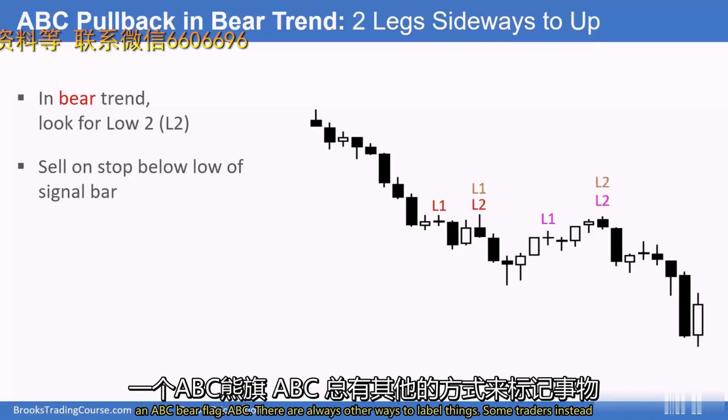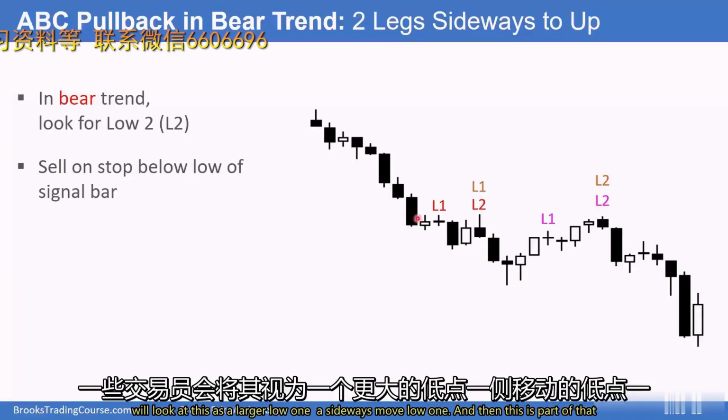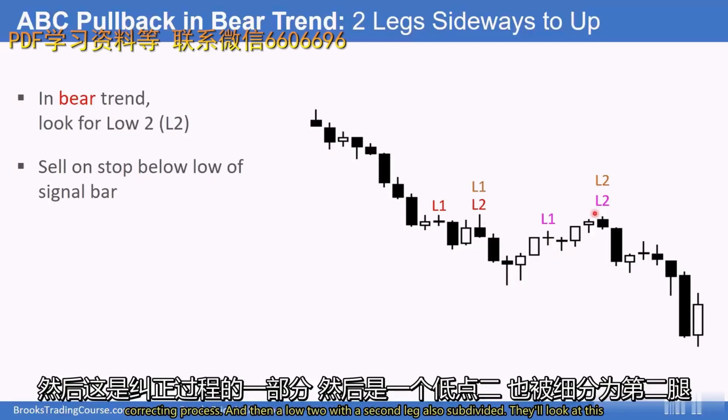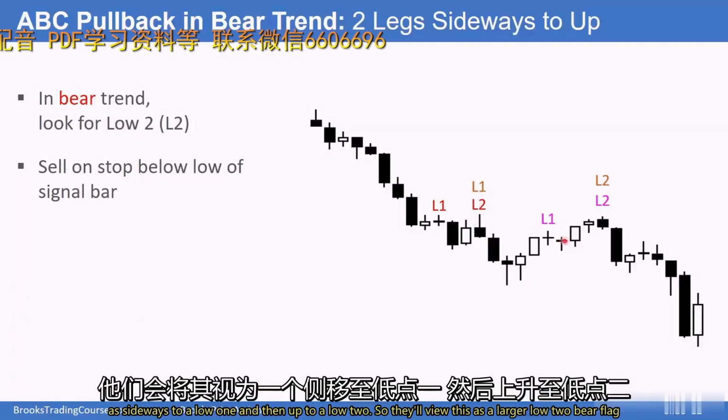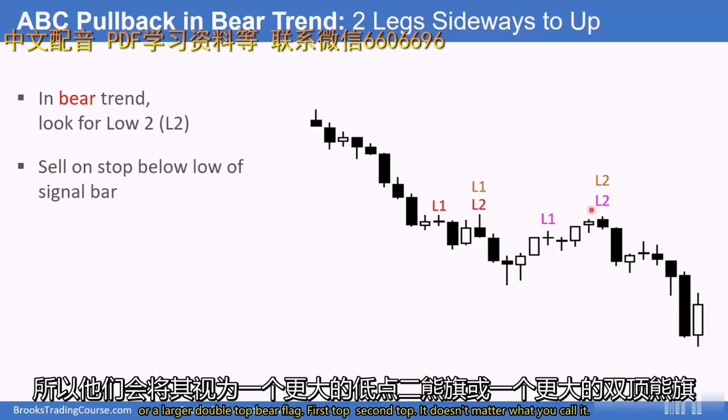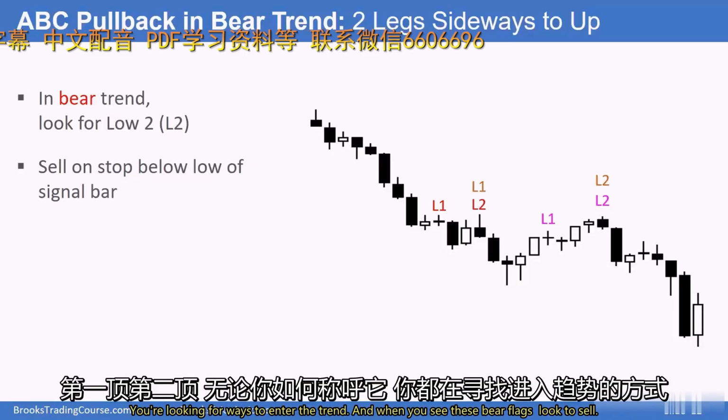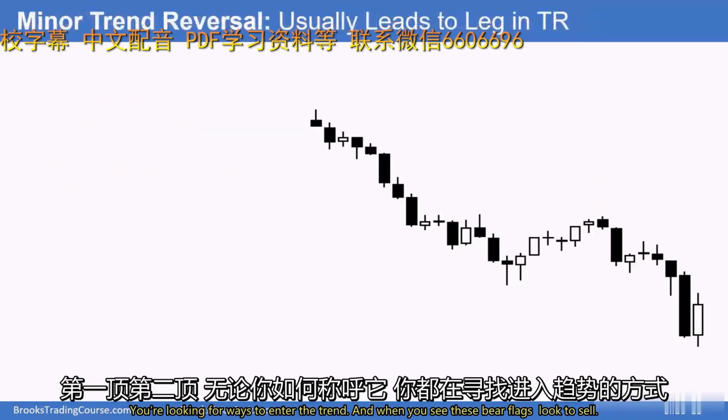There are always other ways to label things. Some traders instead will look at this as a larger low 1, a sideways move low 1, and then this is part of that correcting process, and then a low 2 where the second leg also subdivided. They'll look at this as sideways to a low 1 and then up to a low 2. So they'll view this as a larger low 2 bear flag or a larger double top bear flag, first top, second top. It doesn't matter what you call it. You're looking for ways to enter the trend. And when you see these bear flags, look to sell.